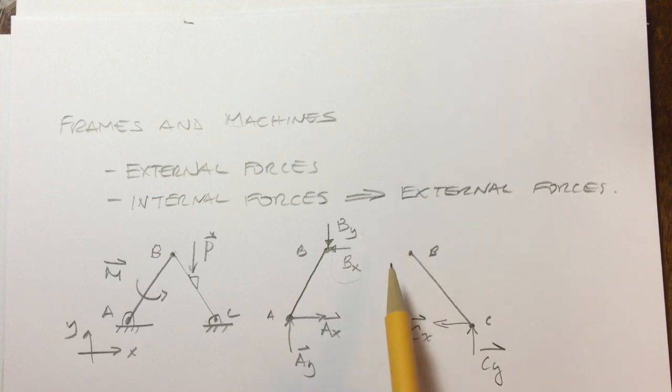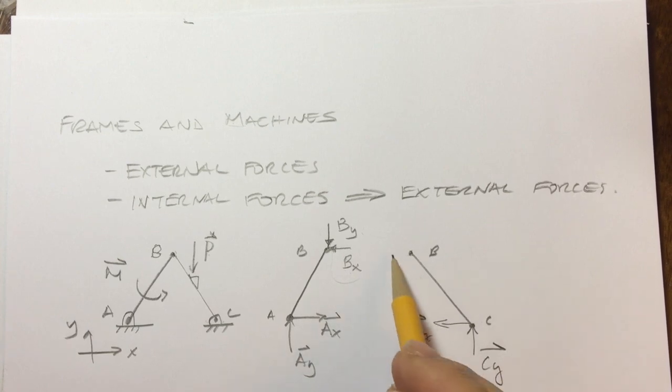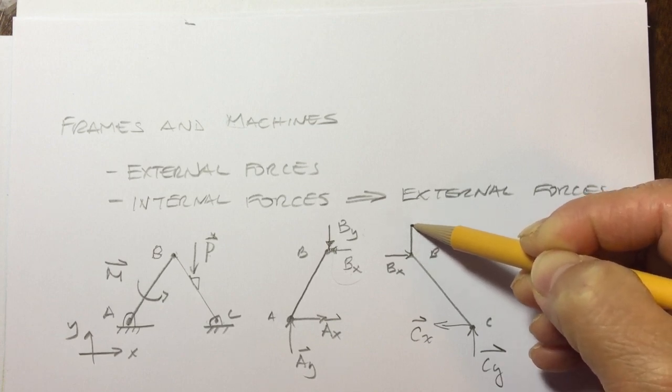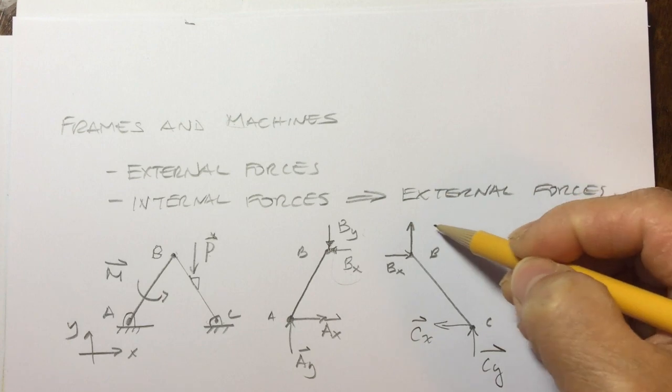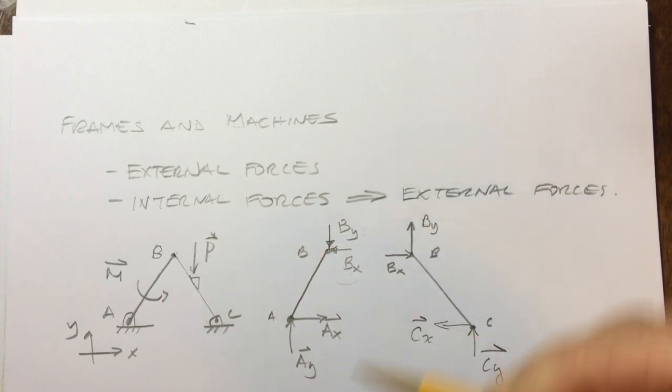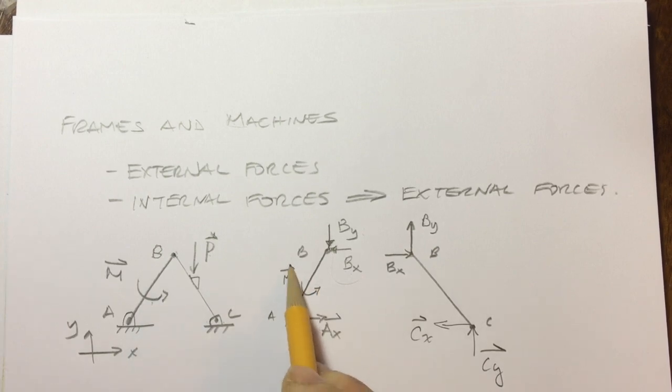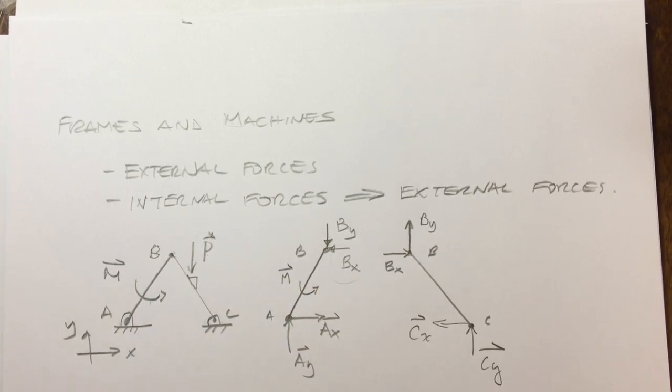On member BC, I would also have to draw this force vector BX, but it would be equal and opposite in direction. And same thing here, it would be equal and opposite to what I assumed here. And I can't forget this applied moment. So that's my free body diagram.